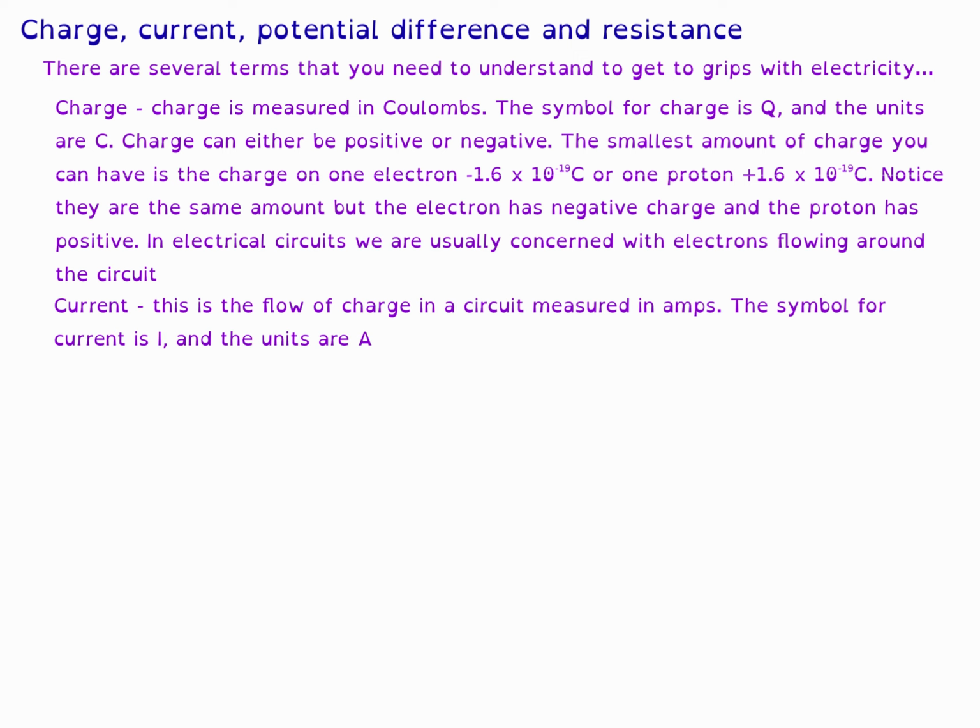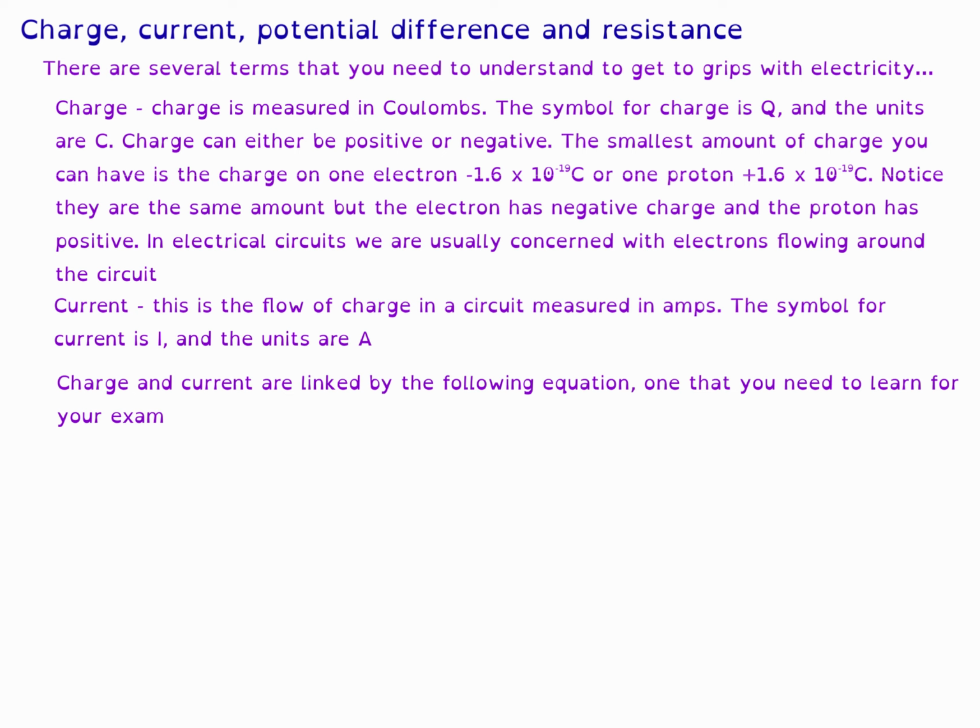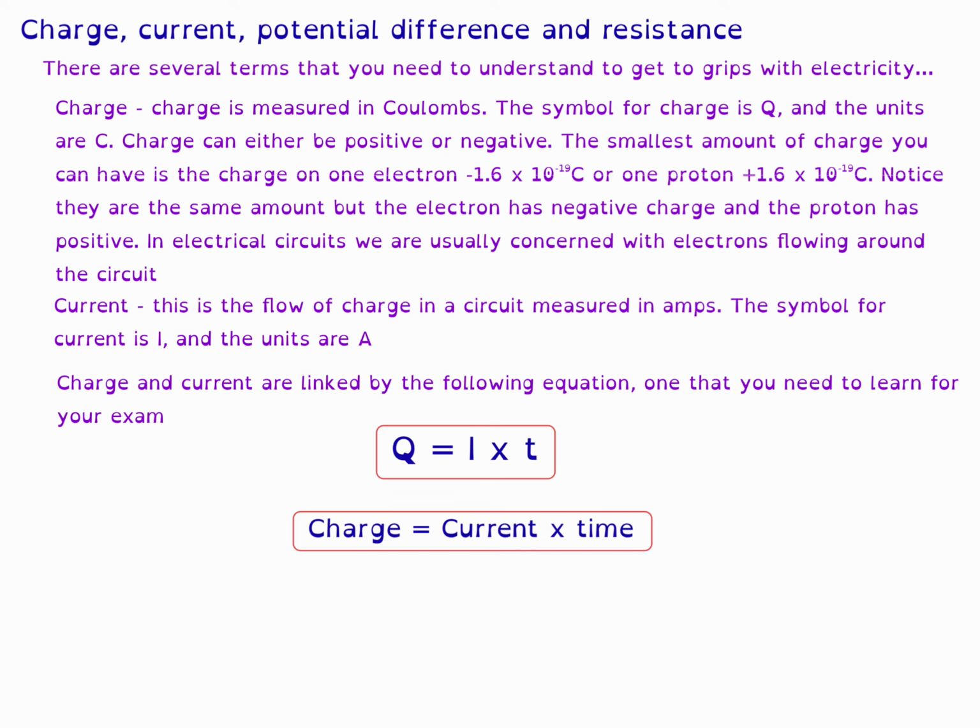Current. This is the flow of charge in a circuit and it's measured in amps. The symbol for current is capital I and the units are capital A. Charge and current are linked by the following equation, and it's one that you need to learn for your exam. Q equals I times T, which is charge equals current times the time.